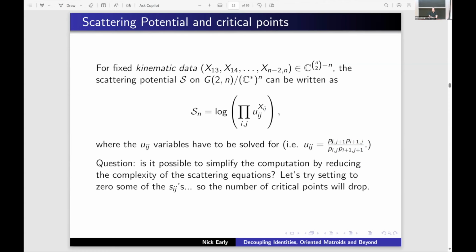So the question, which is solved by minimal kinematics, is: is it possible to simplify the computation by reducing the complexity of the scattering equations? They're really nonlinear. So we'll set some of them to 0, and the number of critical points will drop. I explored this in joint work with Freddy Cachazo, and then subsequently with Bernd Sturmfels and Anil Pfister. So we explored this in some detail for M0n and XKN.